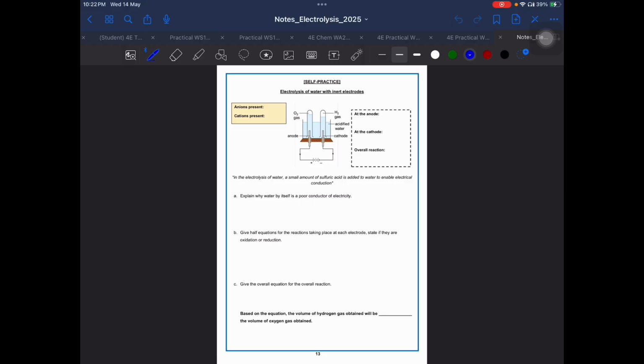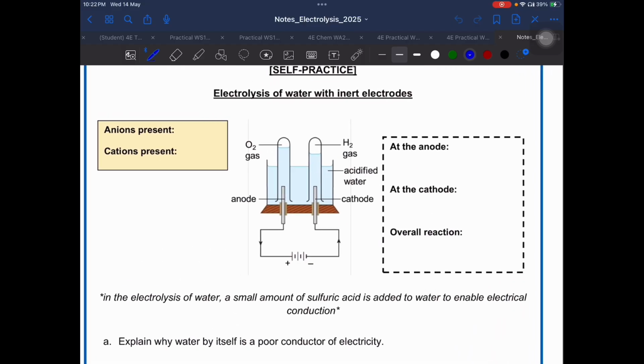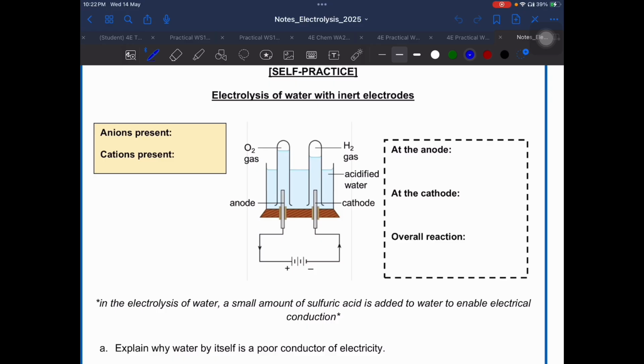Alright, let's now take a look at the self-practice on electrolysis of water with inert electrodes. Now, we know that in water, like what I mentioned earlier, the anions will be OH minus and the cation will be H plus. So in this entire setup, we can also label the electrodes based on the charge of the battery, and we can deduce that over here there will be hydroxide ions, and over here there will be H plus ions, because the opposite charges attract each other.